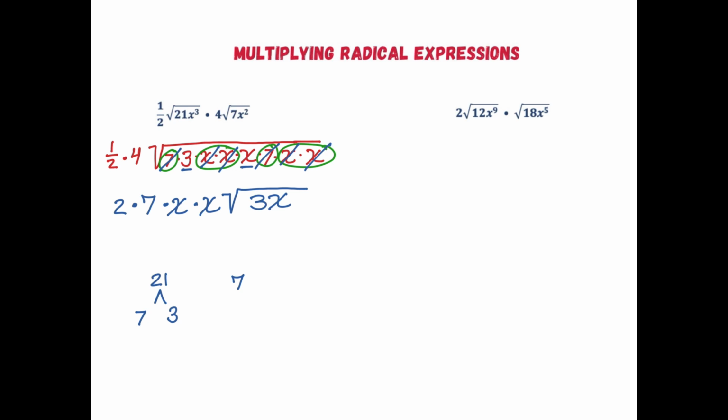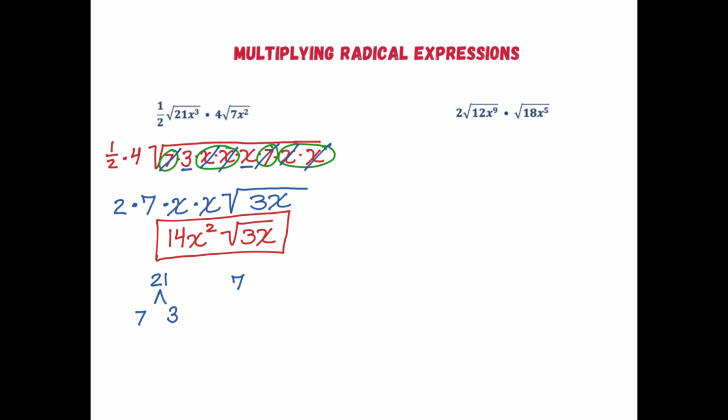Now our final step is to combine everything that's outside the radical by multiplication. So 2 times 7 is 14. x times x is x squared. And inside the radical is 3x. So we end up with 14x squared times the square root of 3x. All right, let's do another one.